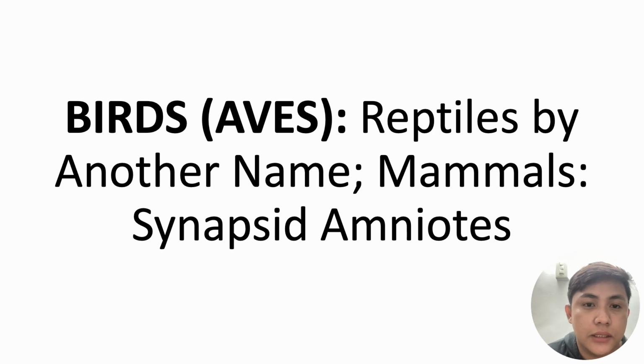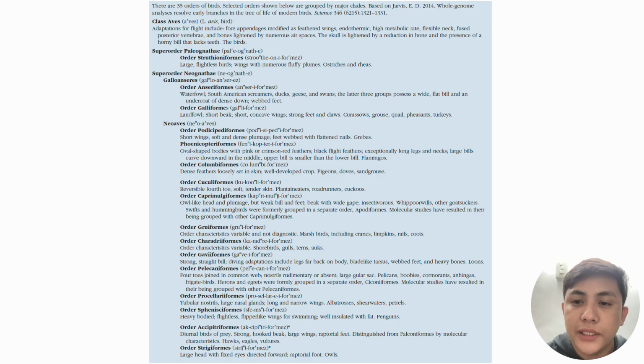Birds, or Aves, are reptiles by another name, and then we'll proceed to mammals, synapsid amniotes. Birds actually evolved from reptilian ancestors, specifically from theropod dinosaurs. They have feathers, lightweight bones, and adaptations for flight, such as a keeled sternum for muscle attachment. Feathers originally evolved for insulation, not flight, and later became specialized for flying. Birds are endothermic, meaning they can maintain a constant body temperature, an important evolutionary advancement.